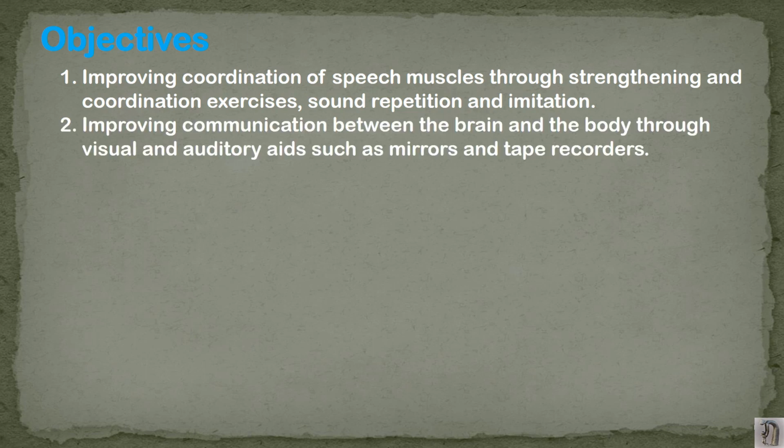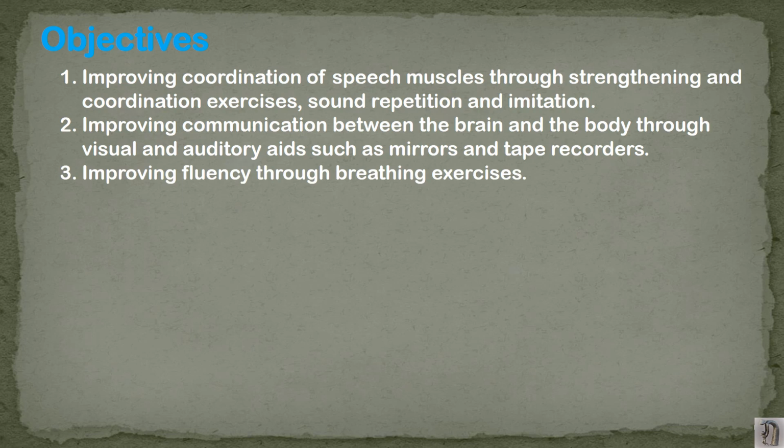Then improving communication between the brain and the body through visual and auditory aids, such as a mirror and tape recorder. They will keep a mirror in front of the child, and they will try to imitate, or they will try to show how the sound looks, how the shape of the mouth looks, how you modulate, or what kind of sound, with the help of a tape recorder. They will make the child listen to that, and they will ask the child to repeat.